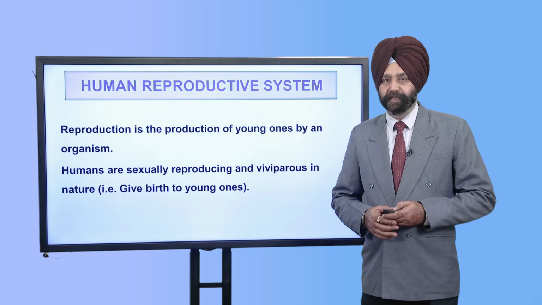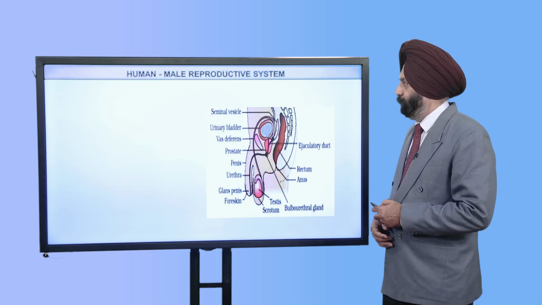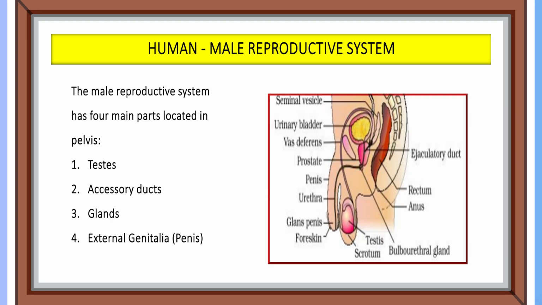Starting off, let's see what the reproductive system means. Reproduction is the production of young ones by an organism. Humans are sexually reproducing organisms. They are viviparous in nature, that means they give birth to young ones. Let's first start with the male reproductive system.